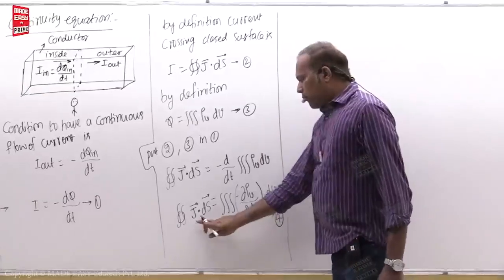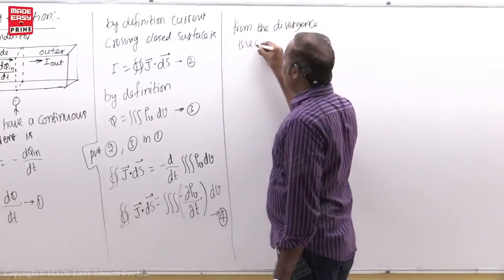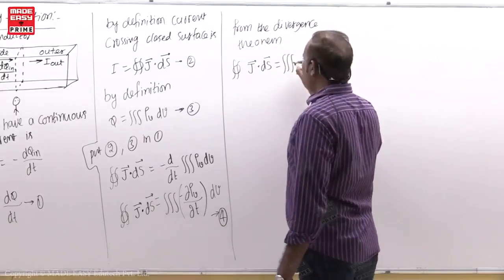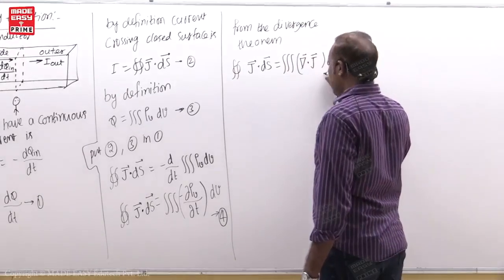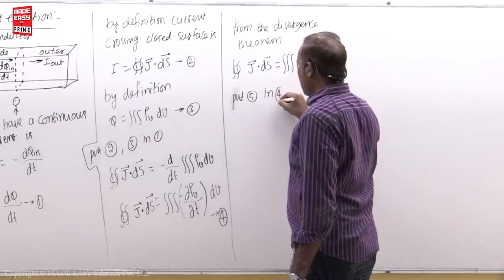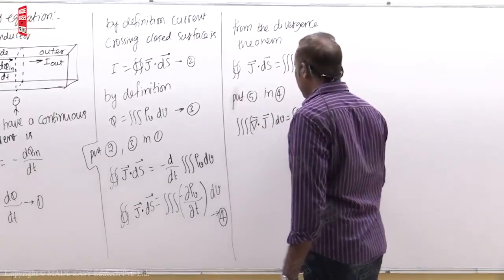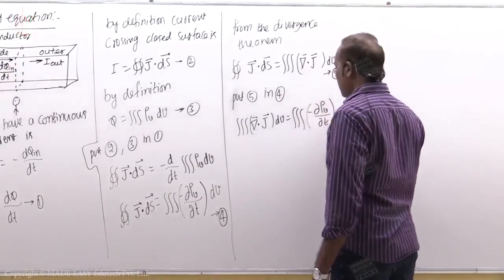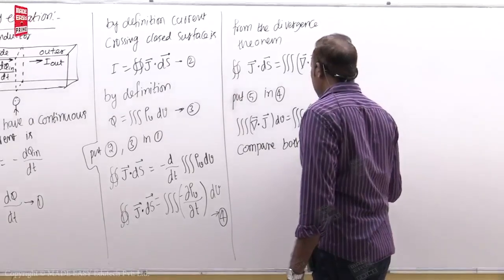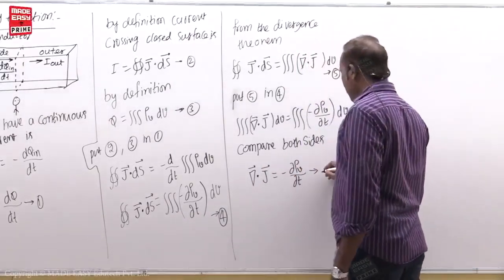Now from the divergence theorem, double closed integral J bar dot ds bar is equal to triple integral divergence of J dv, dear students. So this is 5. Put equation 5 in 4. Then triple integral divergence of J dv is equal to triple integral minus dou rho v by dou t dv. Now compare both sides. Now divergence of J bar is equal to minus dou rho v by dou t. So this is equation number 6.